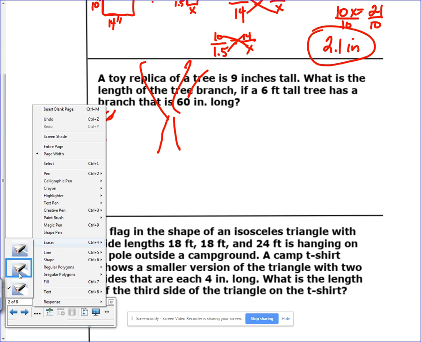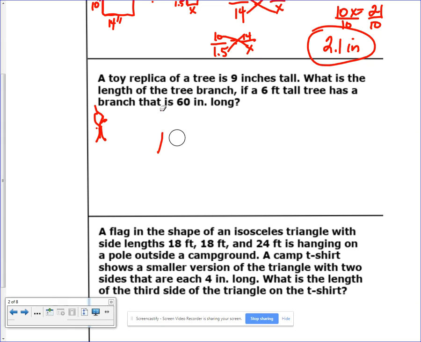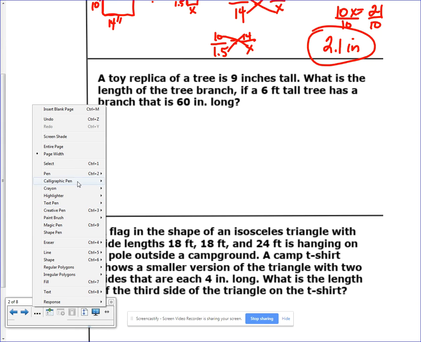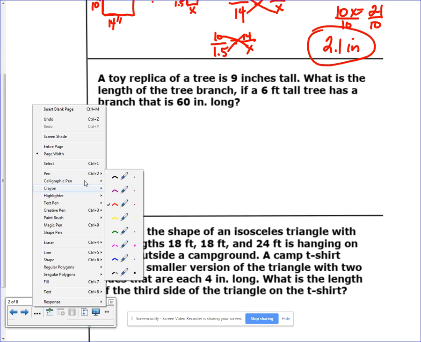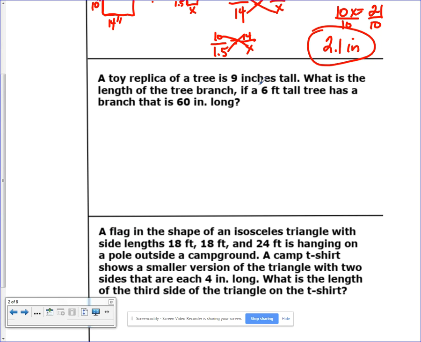So for me, instead, I would probably just think of this proportionally and match up the height of the tree, tall, versus the branch. So I'm going to go tall over the measurement of the branch. My toy is 9 inches tall. The branch, that's what I'm trying to find out. That has to equal the actual tree's height, which they say is 6 feet, over a branch that's 60 inches.